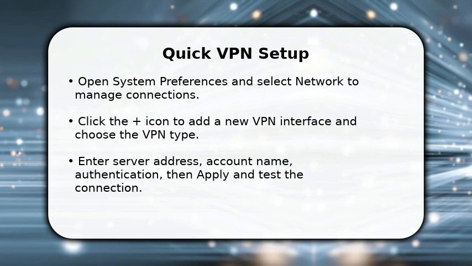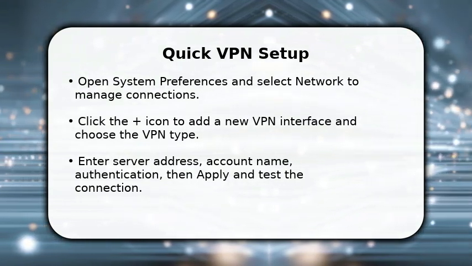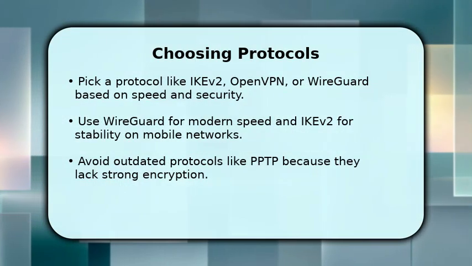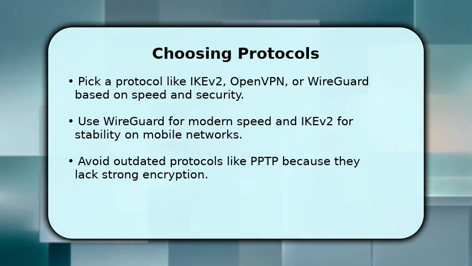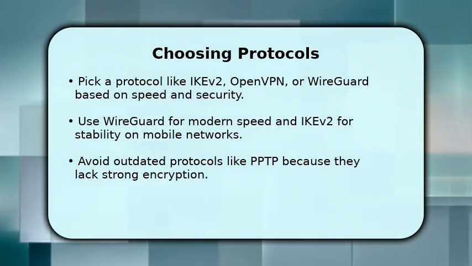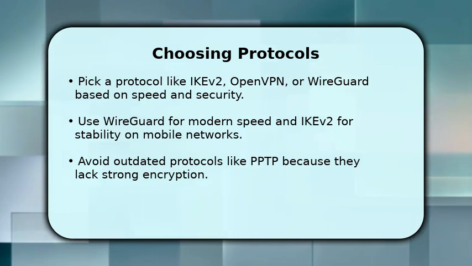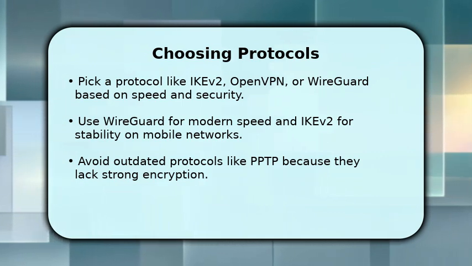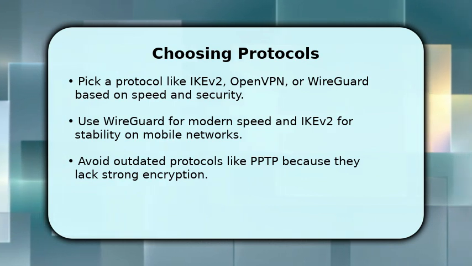Use trusted servers, strong passwords, and enable a kill switch option if your client supports it to protect your privacy and data. Choosing the right protocol matters for speed and security, so test what works best for your network and threat model. IKEv2 gives excellent stability for roaming, WireGuard provides modern high performance, and OpenVPN is widely compatible. Avoid PPTP due to weak encryption and known vulnerabilities.